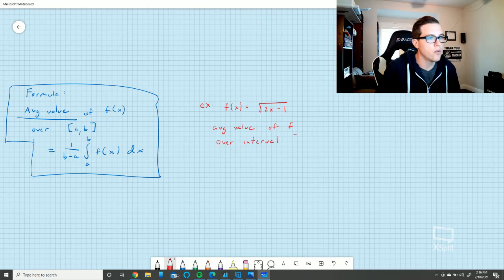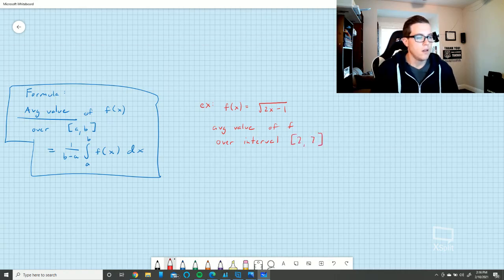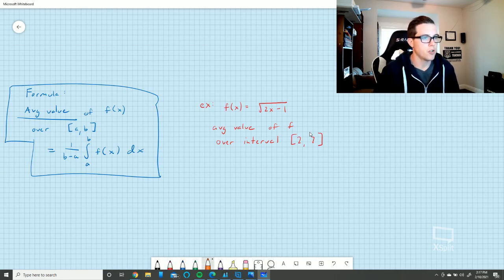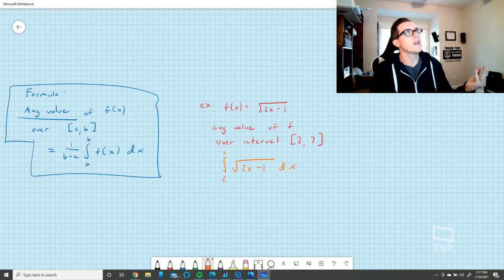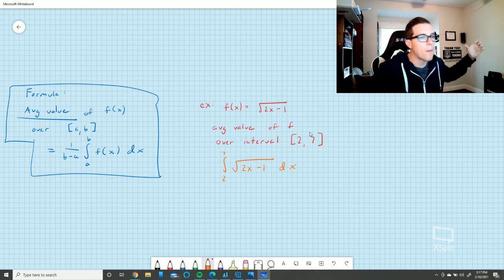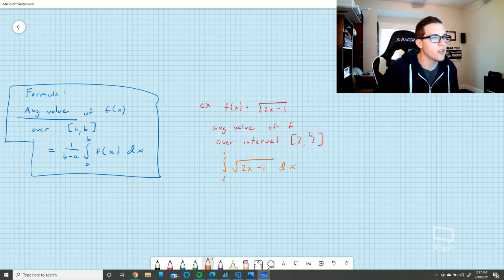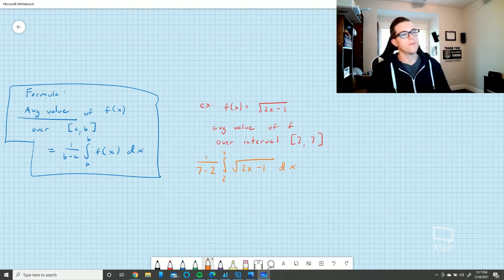Let's go 2 to 7. Well, pretty straightforward. It's the accumulation from 2 to 7 of this radical 2x minus 1 dx. And we're getting an accumulation total, but then we're bringing it back to an average by multiplying by 1 over 7 minus 2.